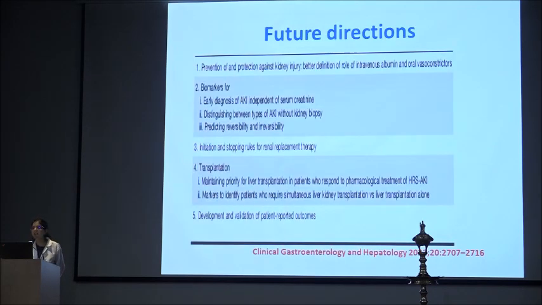Future directions: we need a better definition of how much IV albumin and vasoconstrictors should be given, biomarkers, which have a long way to go, and a distinction between the types of AKI without kidney biopsy, predicting reversibility or irreversibility, initiation and stopping rules for RRT, maintaining priority for liver transplant in patients who respond to pharmacological treatment of HRS, markers to identify patients who require SLK versus liver transplant alone, and development and validation of patient-reported outcomes.